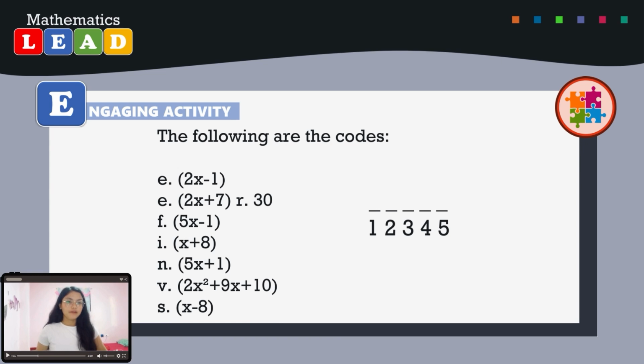Following are the codes. For letter E, we have 2x minus 1. Another E, we have 2x plus 7 with a remainder of 30. Letter F, we have 5x minus 1. Letter I, we have x plus 8. Letter N, 5x plus 1. Letter V, we have 2x squared plus 9x plus 10. And letter S, we have x minus 8. With these letters, we will determine what 5-letter word is the code.